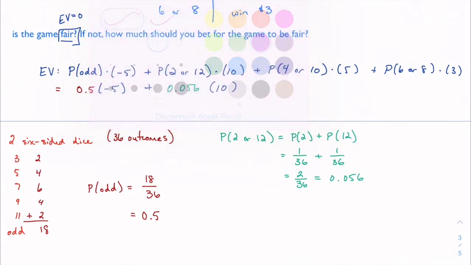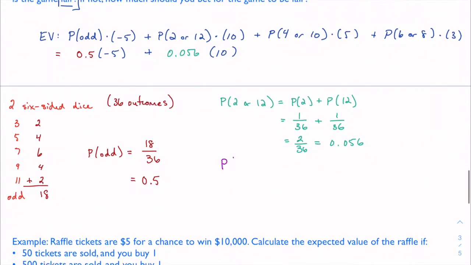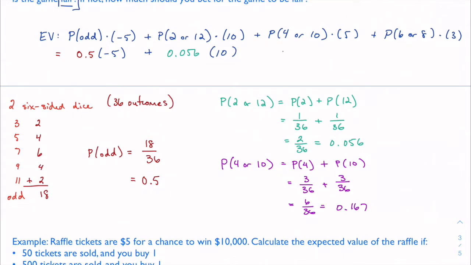So we're going to continue this process. I'll try to speed it up a little bit too. 4 or 10, so same idea, right? 4 plus probability of a 10. There's no way I can get them both, so I don't have to consider what we call the intersection, kind of where they overlap. Well, there are 3 ways to make a 4. There are 3 ways to make a 10. So I have 6 out of 36, which is 0.167, so that's going to go up into my formula.